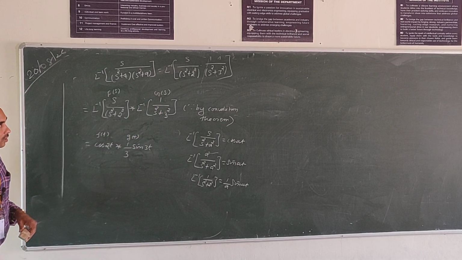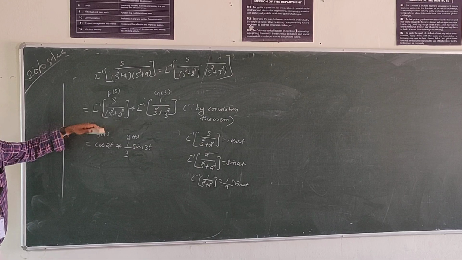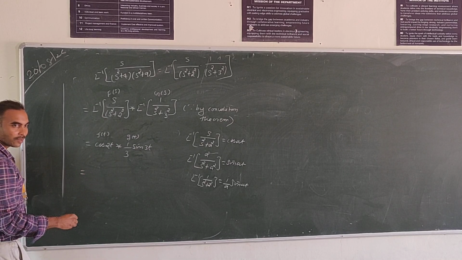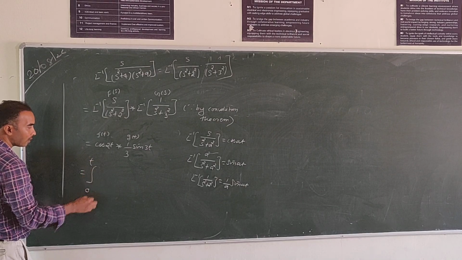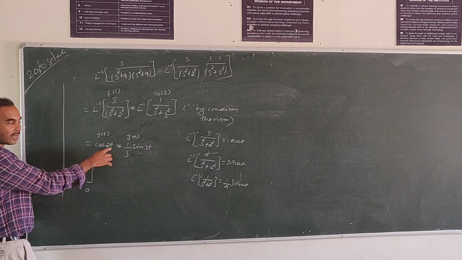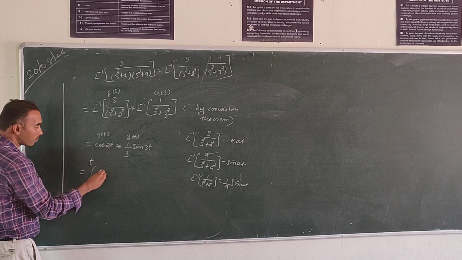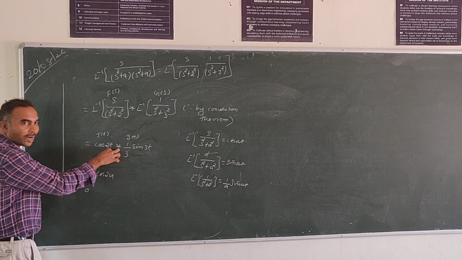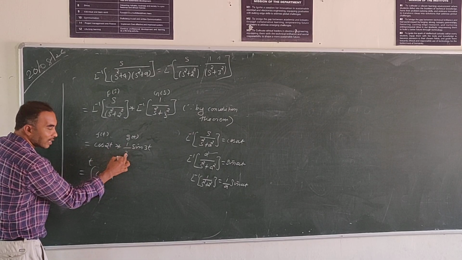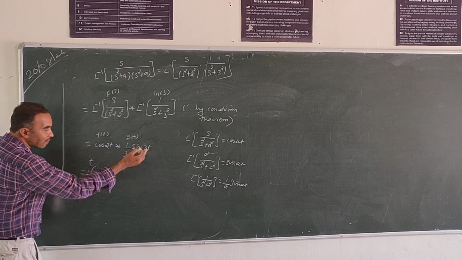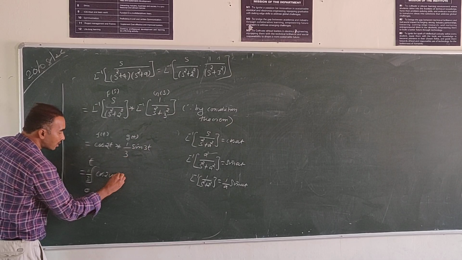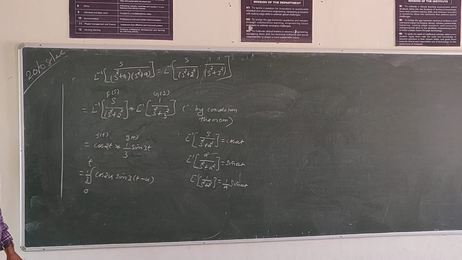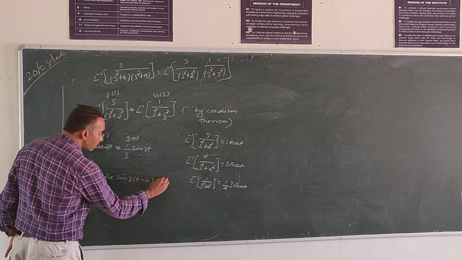Next, convolution of two functions. This is the convolution theorem. What is the convolution of two functions? Integral 0 to t. In the first function, we have to replace t by u, so cos 2u. This star will be a multiplication. 1 by 3 is a constant, take it outside. In the second function, sin 3 into (t minus u) du.